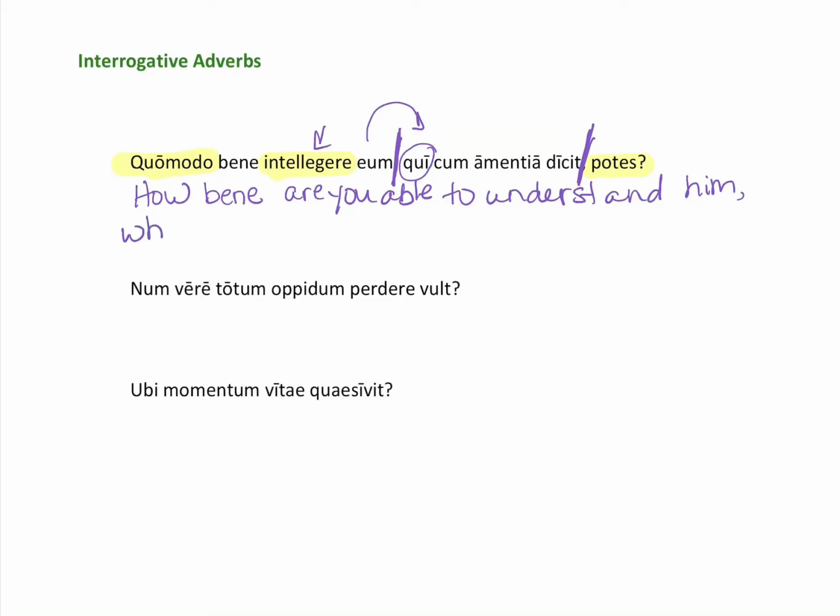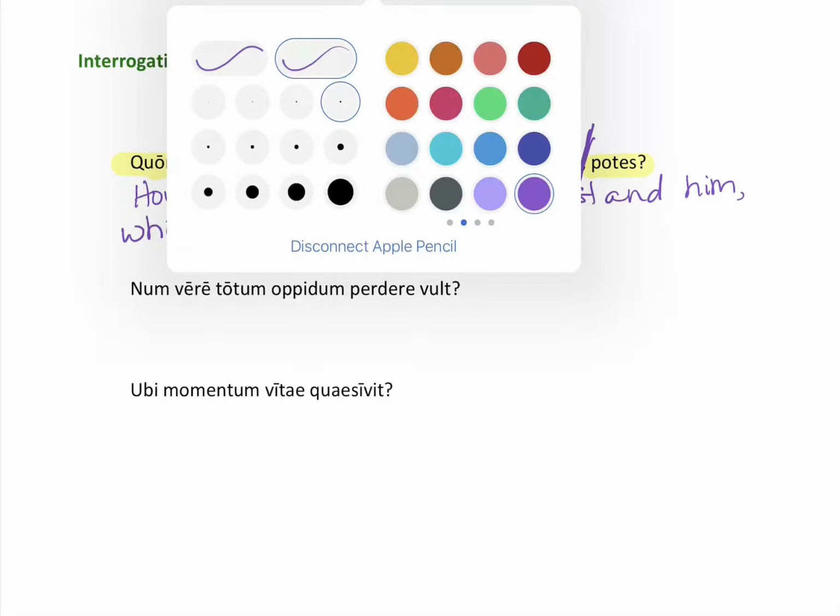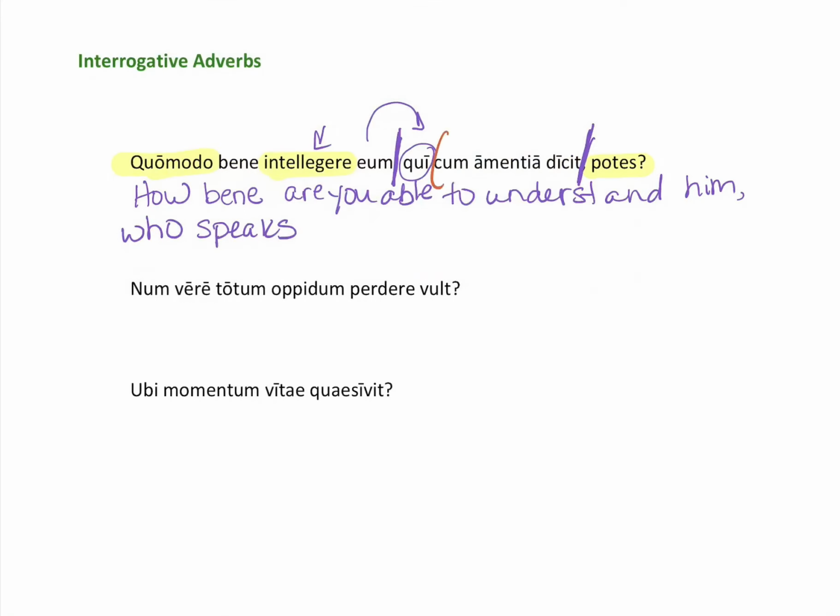Who, what? So where's our verb of this relative clause? Dicit, who speaks. And then we have a prepositional phrase here. Cum amentia, who speaks with insanity. This is not a yes or no question.